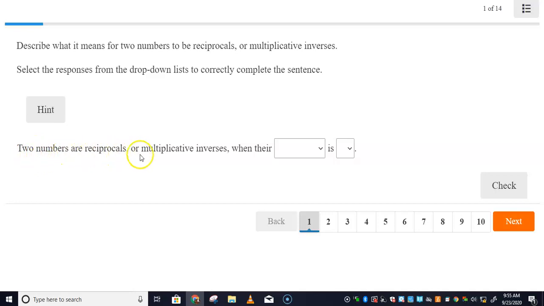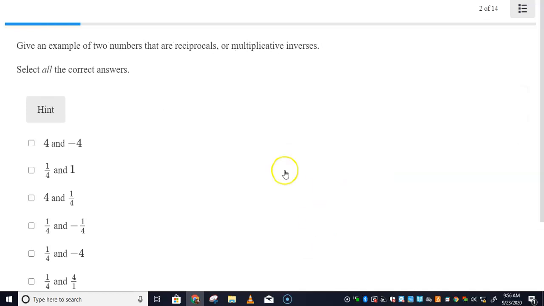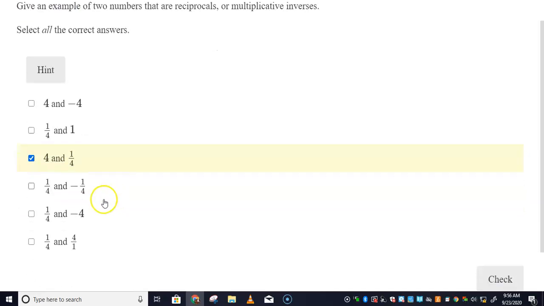Two numbers are reciprocals or multiplicative inverses when their product is 1. Let's check it. You can also do the hints too. Number 2, give an example of two numbers that are reciprocals or multiplicative inverses. So we have 4 and 1/4. And this one.